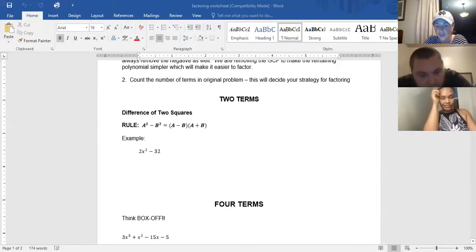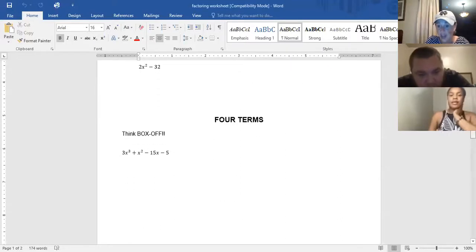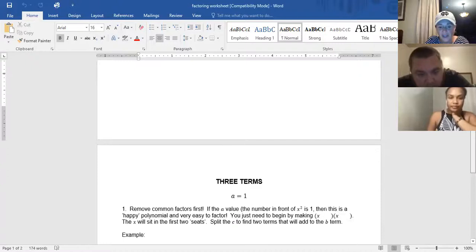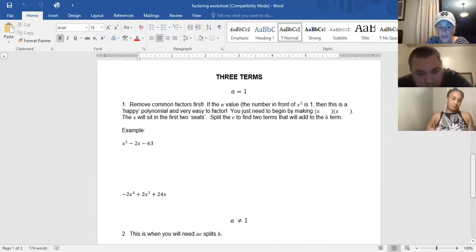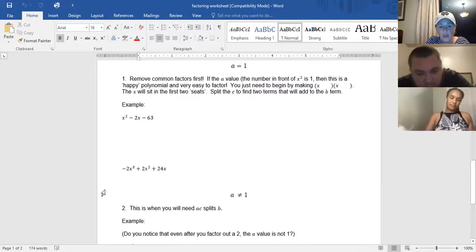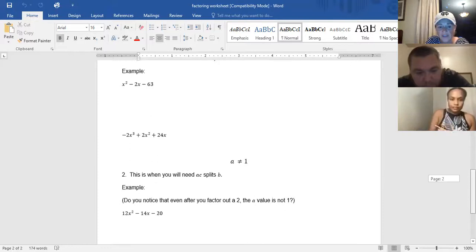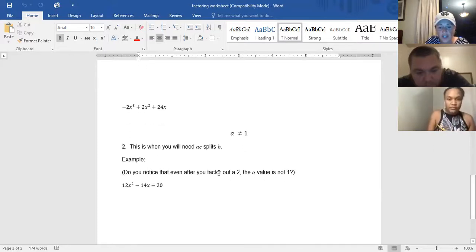So here, we did the 2 terms. We did the 4 terms, right? And then 3 terms. We know how to do this, right? This is a weird one, but you want to do preliminary factoring first, right? So that just turns into a nice problem. And then here, this is the one you're probably going to learn how to do. This is when A is not 1. Don't forget, you can just use AC splits B.